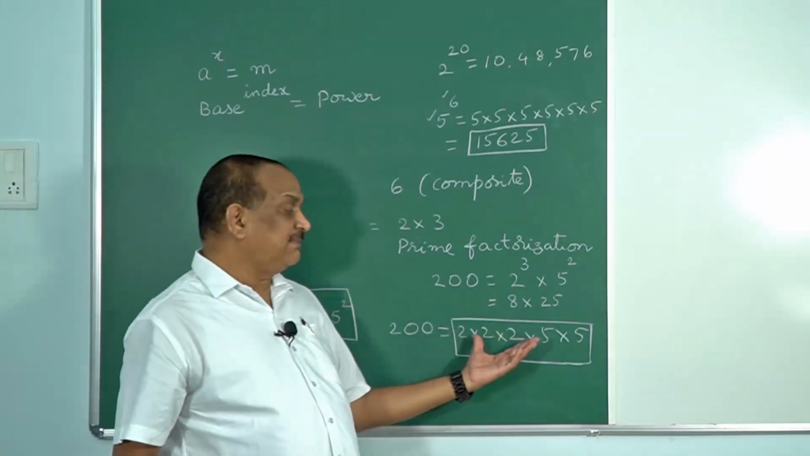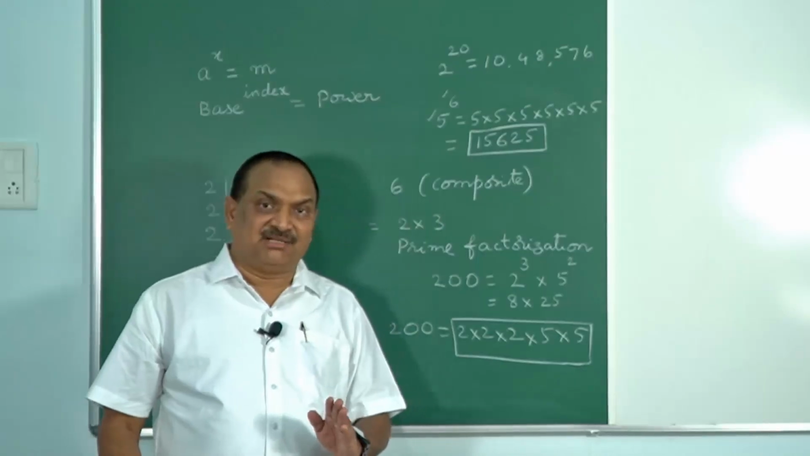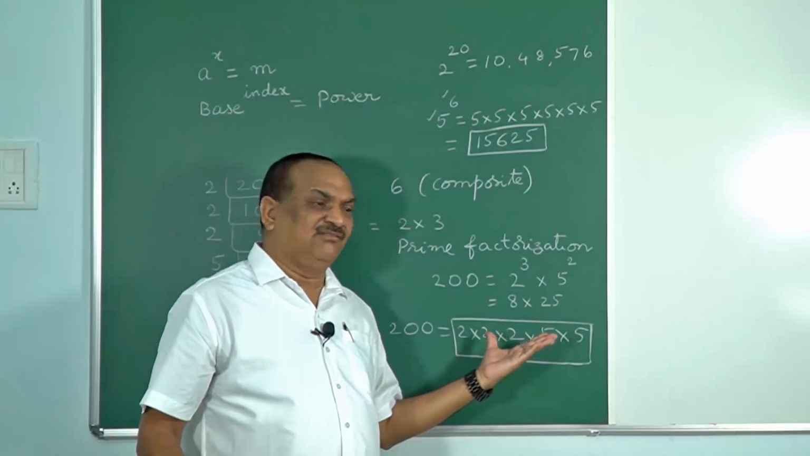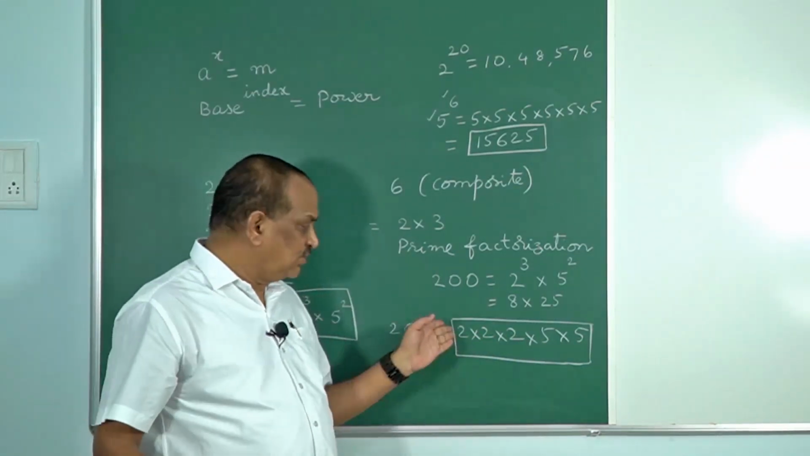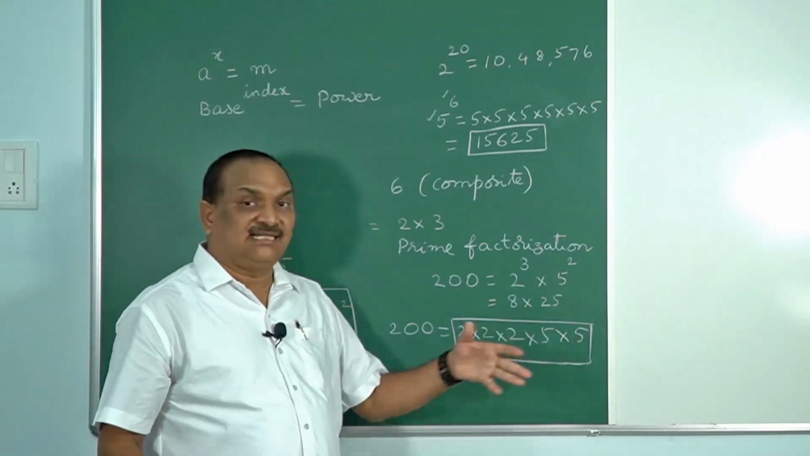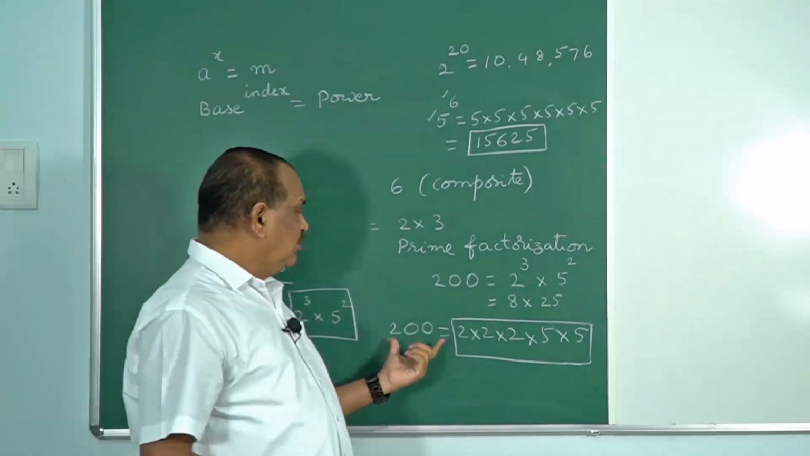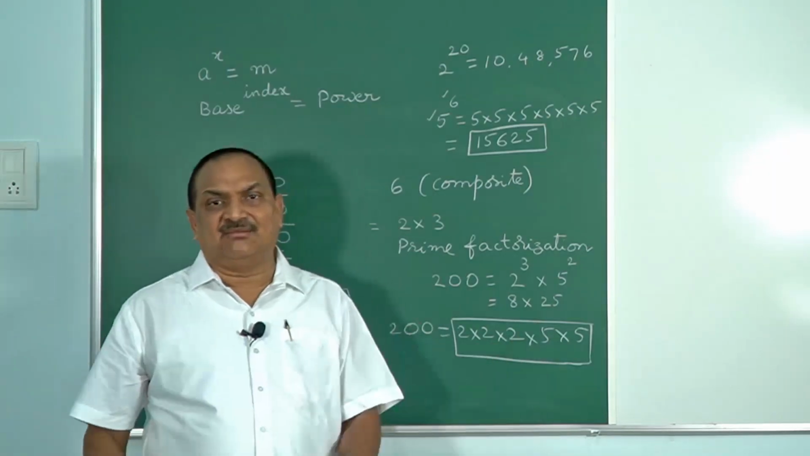You don't get any other prime number here, and if you have 5, it must be there, and if it's there 2 times, it must be there 2 times. So you can't get a different style of writing this 200. Whoever does it, it should ultimately end up like this. Maybe I can put this 5 this side, 2 that side, but that doesn't make much of a difference. Order being immaterial, this 200 can be prime factorized exactly this way. There's nothing more than that.